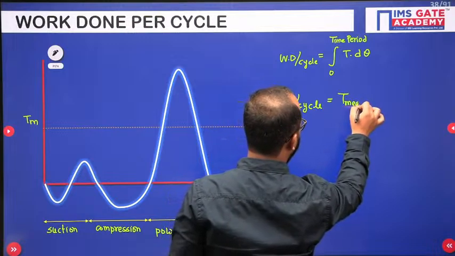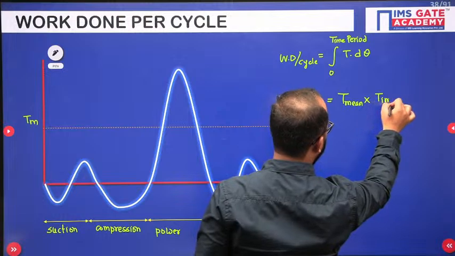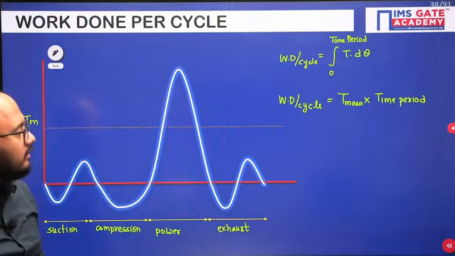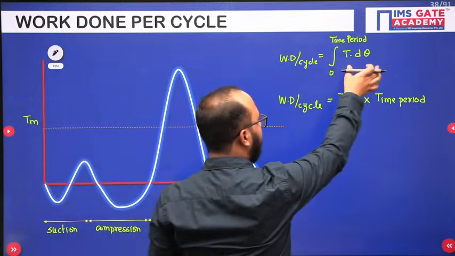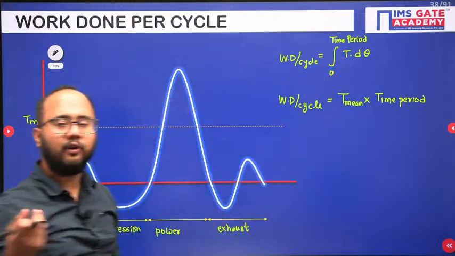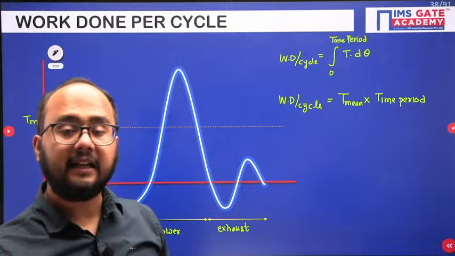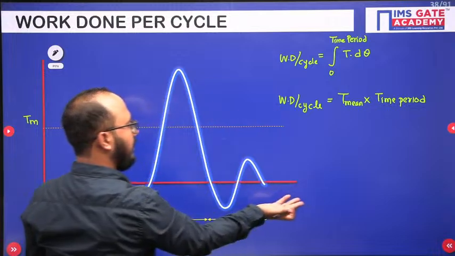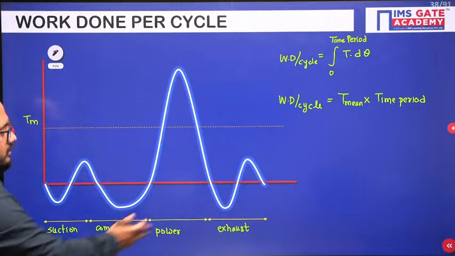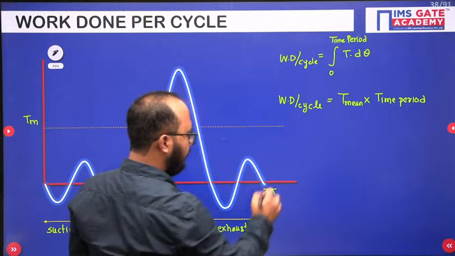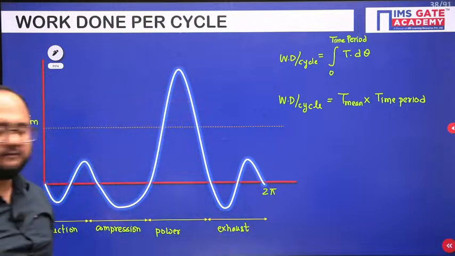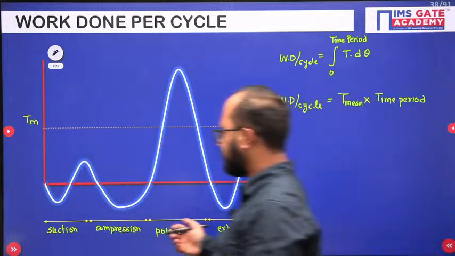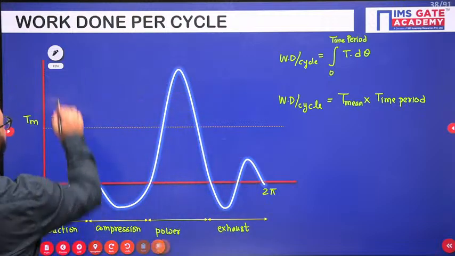Okay. Same work done per cycle can also be written as mean torque multiplied by time period. Got it? So integration of T d theta, but from 0 to time period. Time period is that point of time after which the cycle gets repeated. Correct? So like in this 4-stroke, after this the cycle will get repeated. Is it clear? So this point in the 4-stroke we will have 2 pi here. So after 2 pi only, our cycle will get repeated. Yes or no?